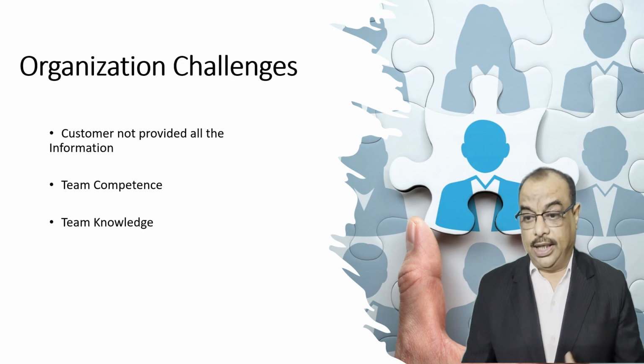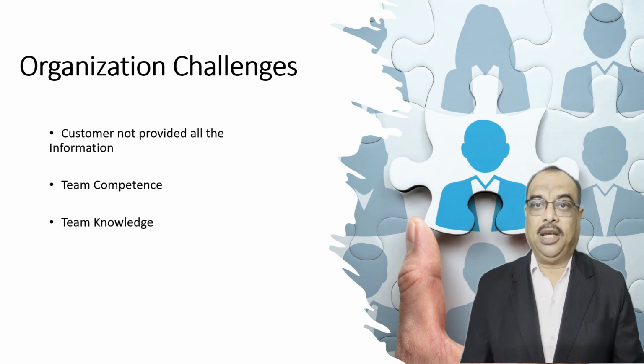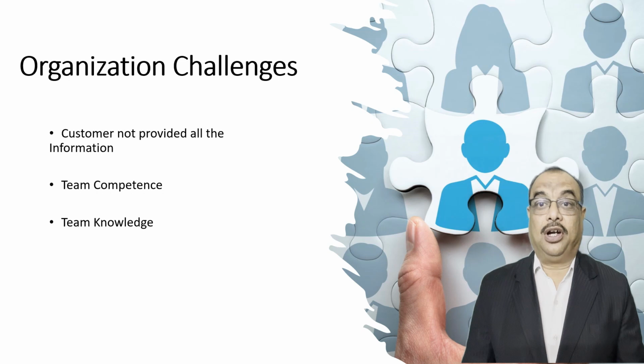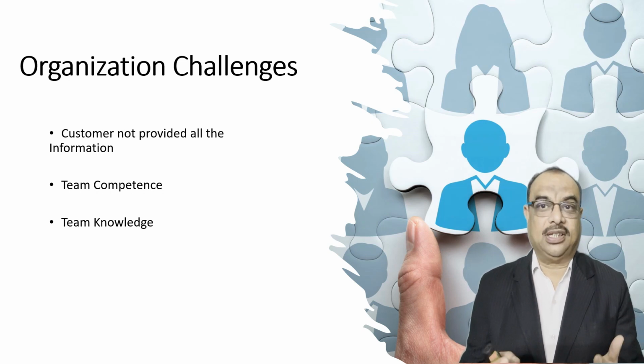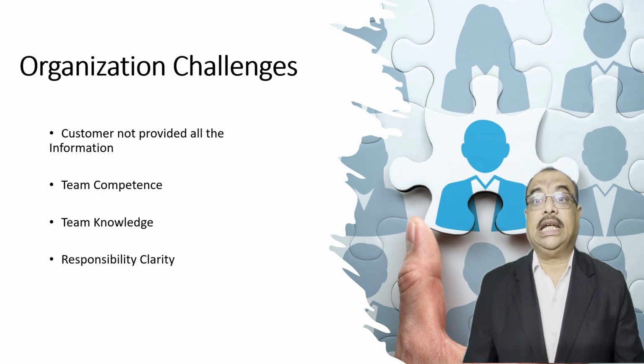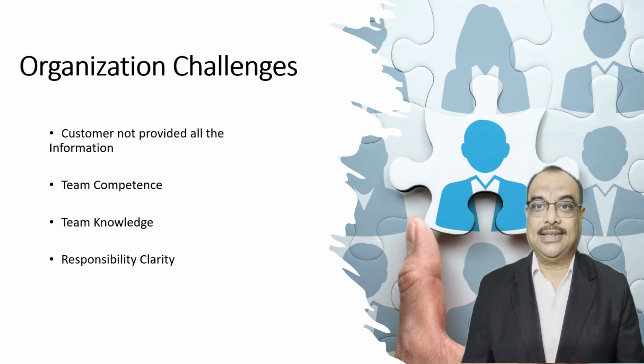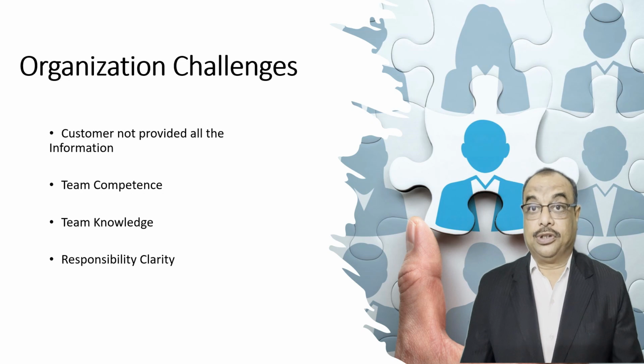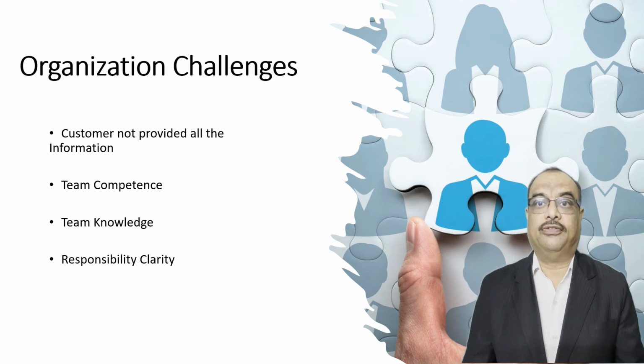The next thing is related to team competence. If the team is not aware or not competent to collect all this information, then again you can face this kind of failure. The next is related to team knowledge. If the team is not aware of what important product characteristics we have to capture, or what product information we have to capture from the customer, then again this situation can arise and the organization will face challenges. So it is very important to collect all this information from the customer.